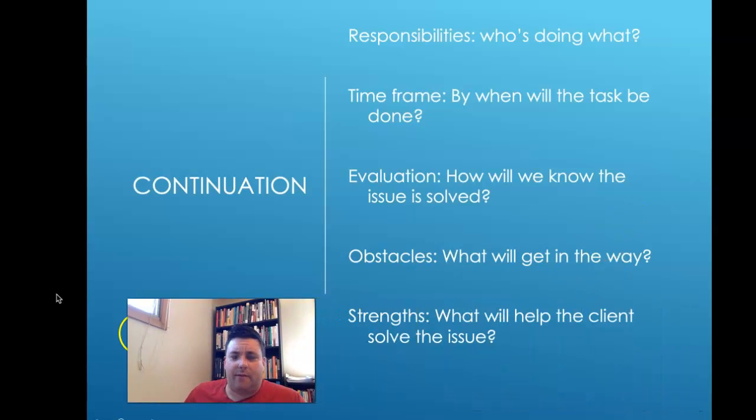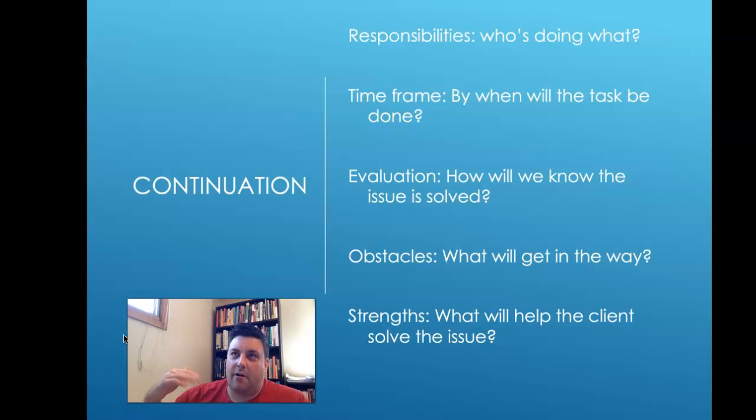The last part of a treatment plan would probably include a time frame: when is this going to be done? Evaluation: how will we know it's done? Then obstacles, things that might get in the way. And then an accounting of strengths: what does the client possess that will help them solve the issue? So that's the generic treatment plan in a nutshell.